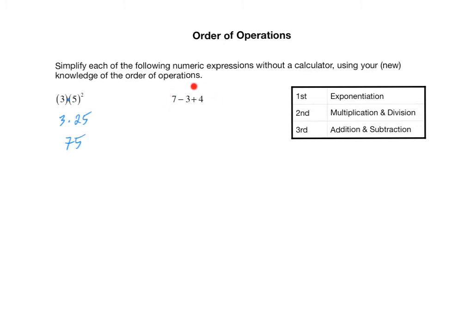For this problem, the operations are subtraction and addition. And addition and subtraction are on the same tier with each other. So you don't simply do the addition first.